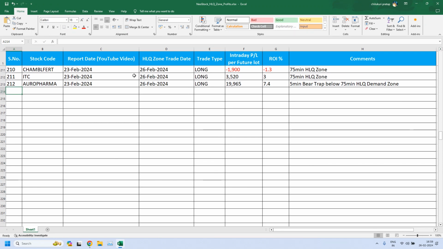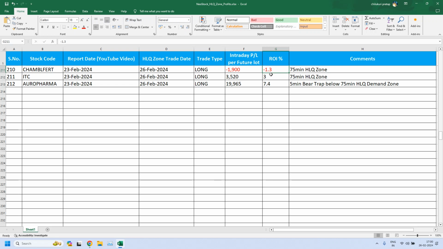And Chambal Fet has given 1900 rupees loss. And it is a minus 1.3 ROI. 1.3 negative ROI. Because up to 2% on our capital, that is our on futures margin cost, we can accept the risk. Risk accepted level is up to 2%.